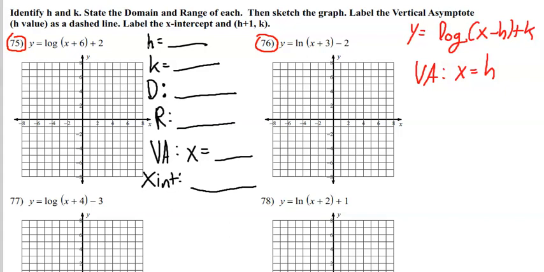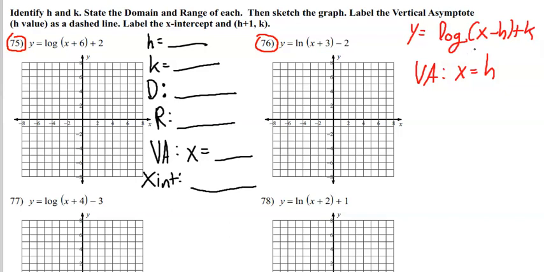Identify h and k. State the domain and range of each. Then sketch the graph. Label the vertical asymptote, the h value, as a dashed line. Label the x-intercept and h plus 1, comma k. So let's write our formula.